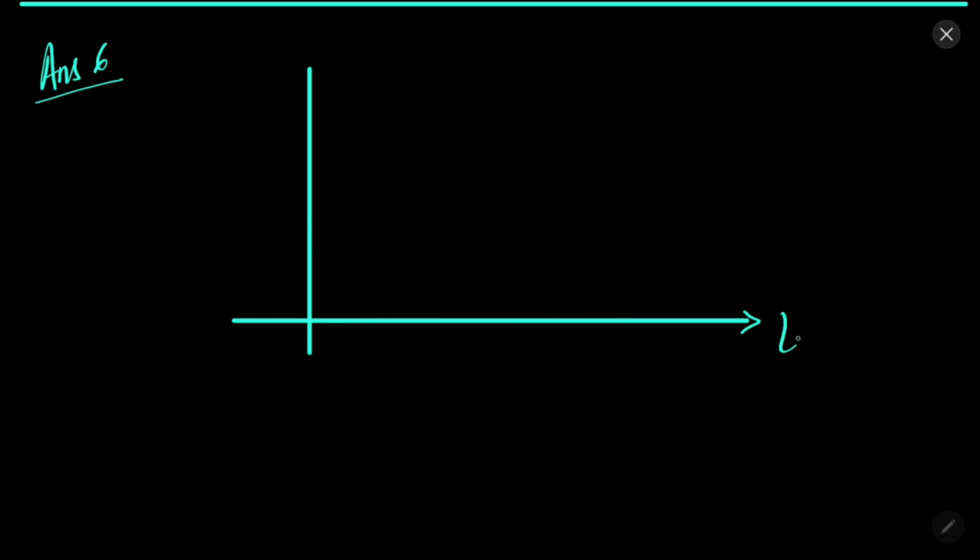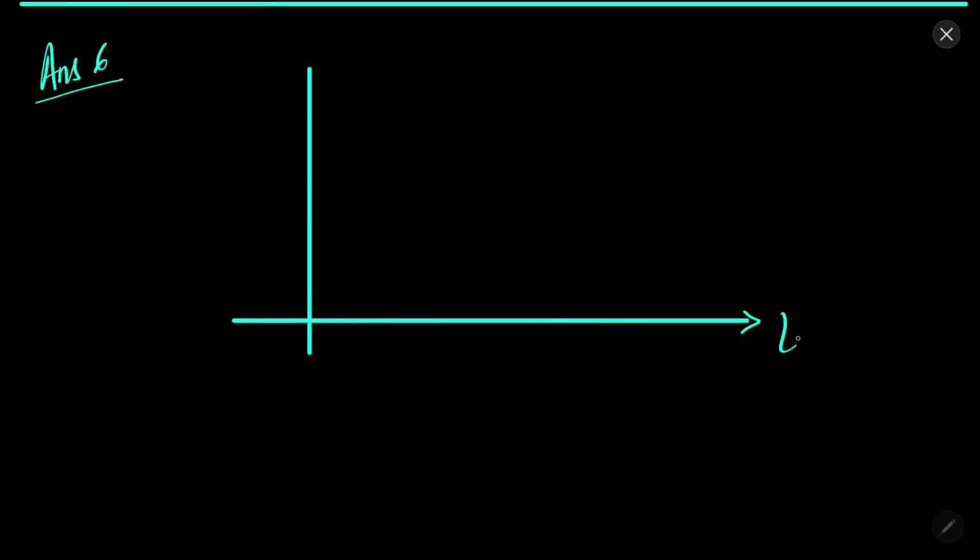Now at t equal to 4 seconds, the force will be 0 because the acceleration is 0. So acceleration is 0 here, therefore the force will be 0 Newton. If you look closely here, the acceleration is 0 because velocity is constant, so the force is 0 in this region.